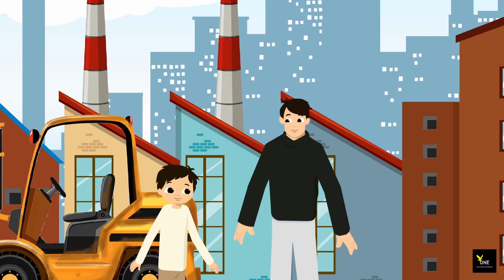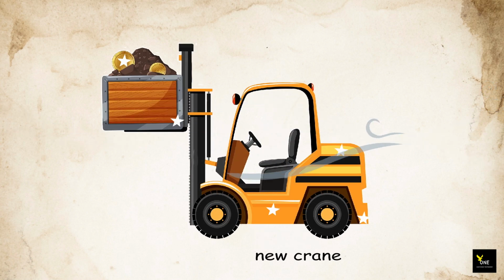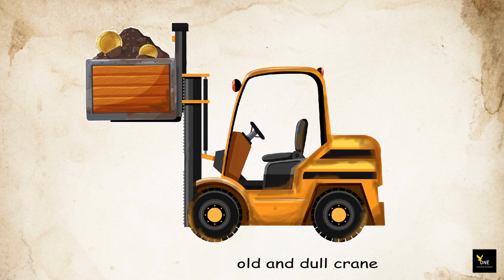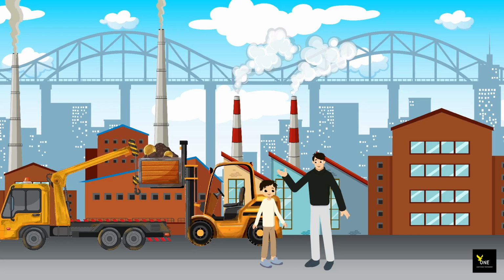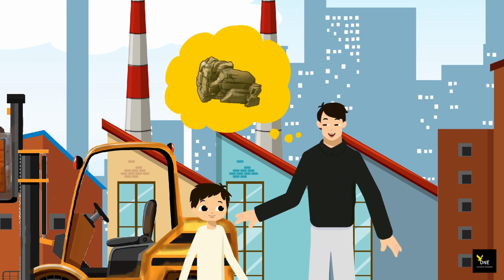You're partly correct. But the main reason for them becoming dull is that the surface of these metals has been exposed to air and moisture in the atmosphere, so they lose their shine. Oh, that is why the crane looks quite old. This is also known as rusting of metals.